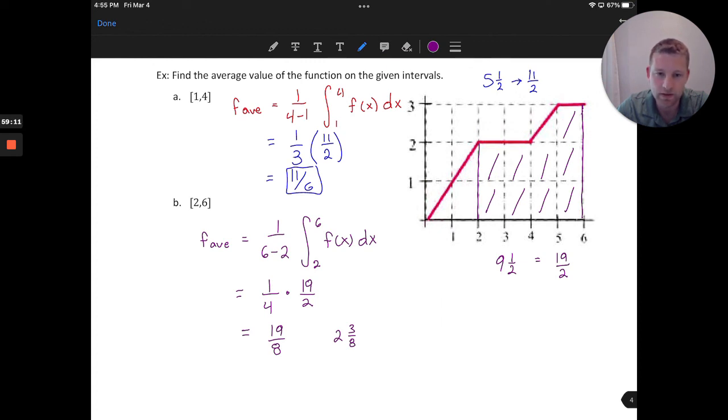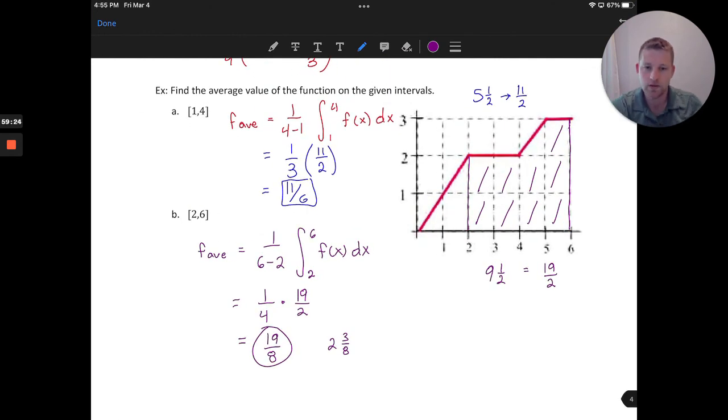And that would be the complete work there. So we've got 2 average values over those intervals, just using the properties of our graph.